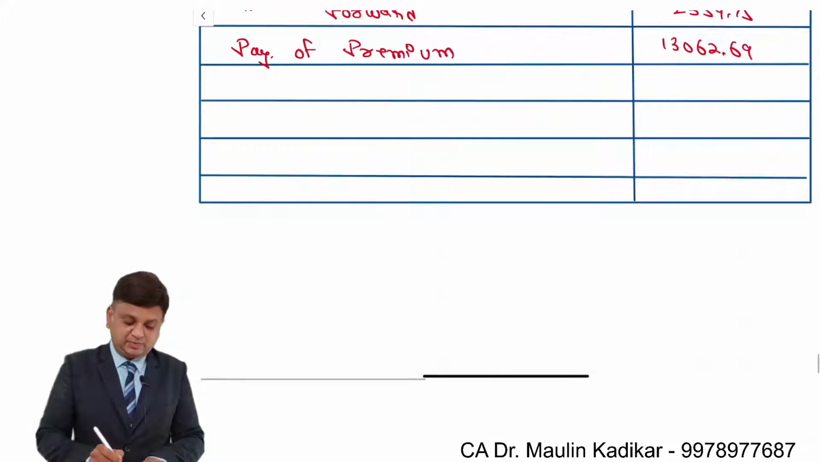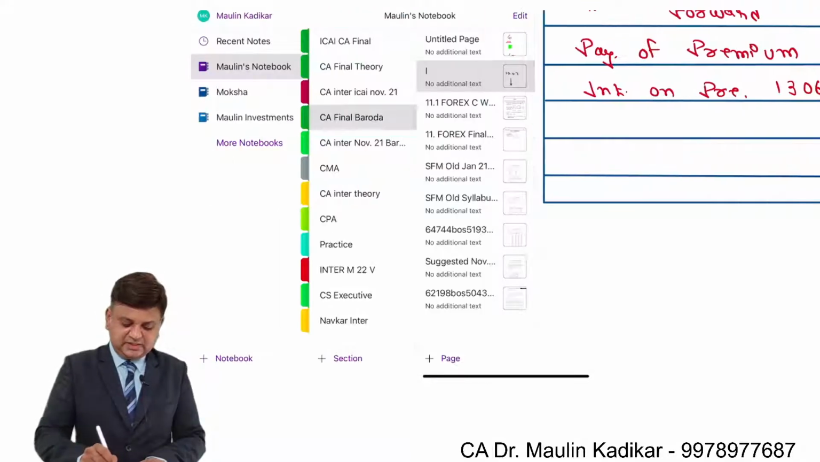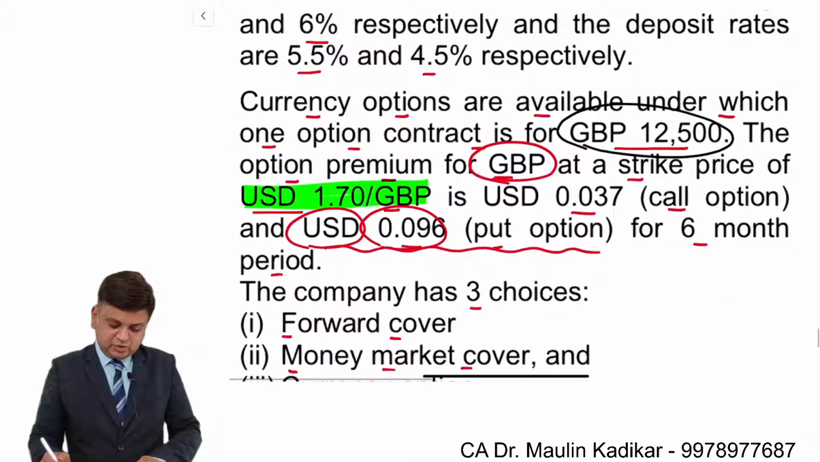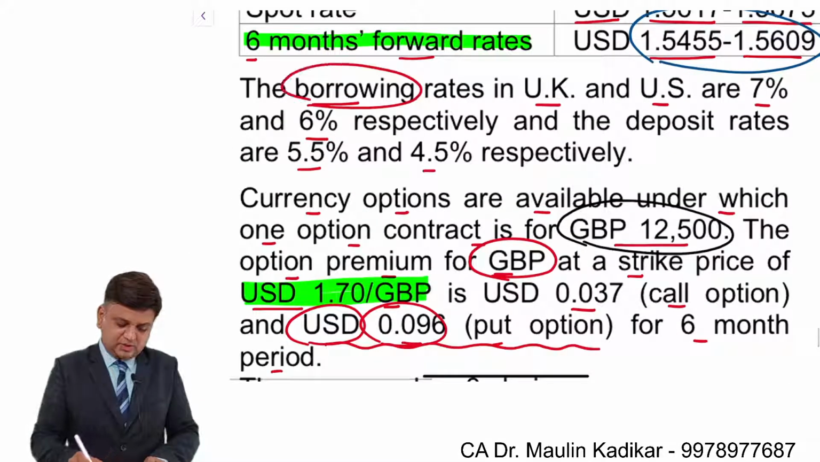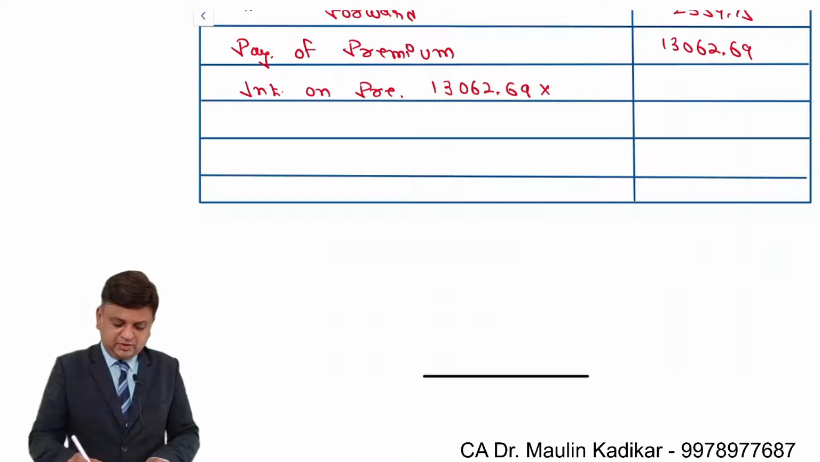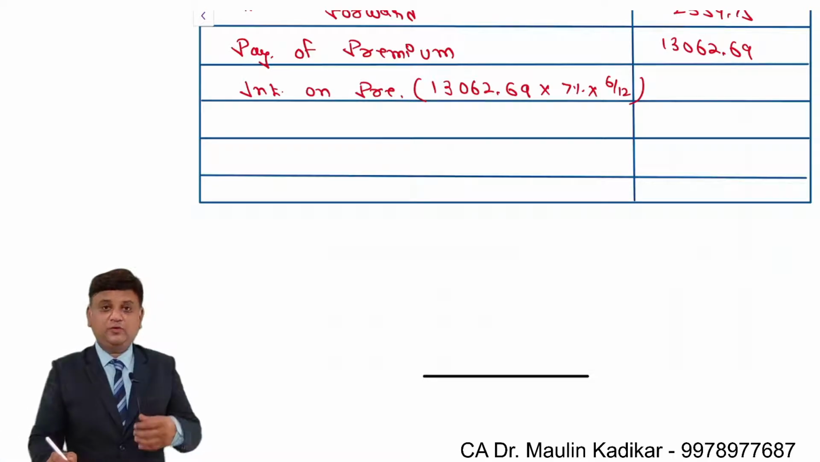And the last is the interest on premium. 13,062.69 into, we understand that since there is a time gap of 6 months, we are required to consider the interest on the premium. Over here, the borrowing rate is provided to us for the UK currency as 7%. So let us assume that we have borrowed for the purpose of making payment of the premium. So 13062.69 into 7% into 1 by 2. So 457.19.